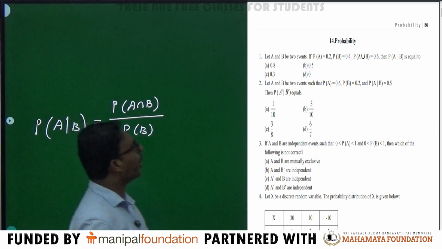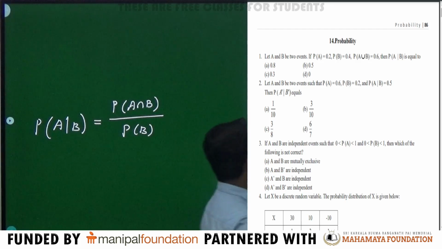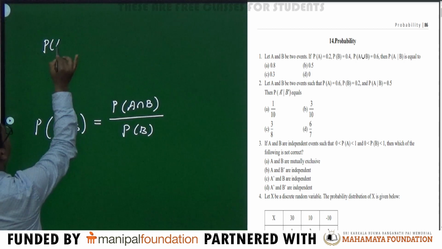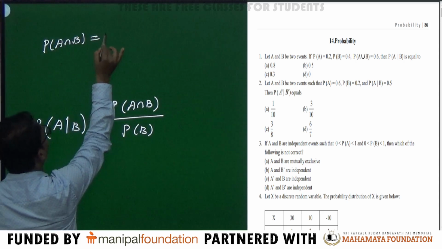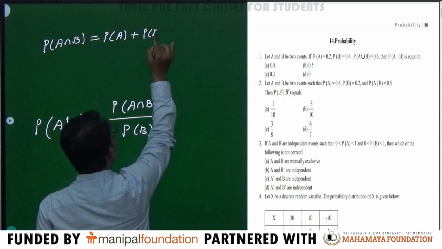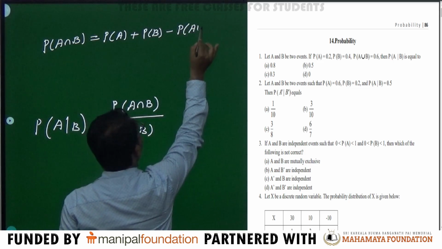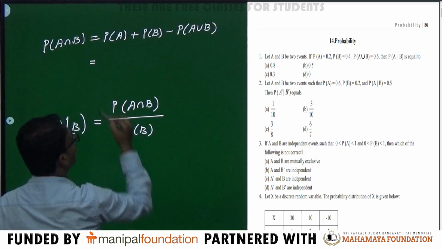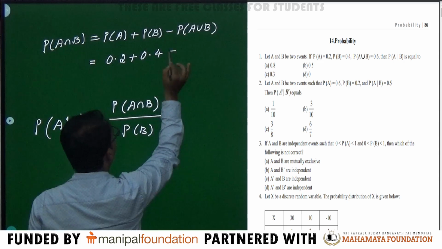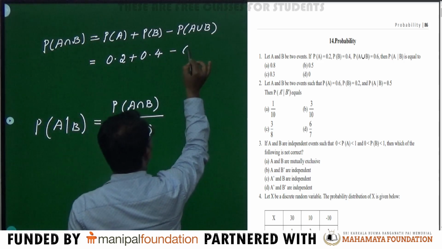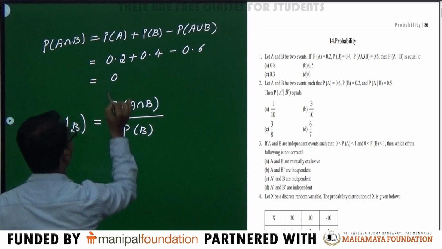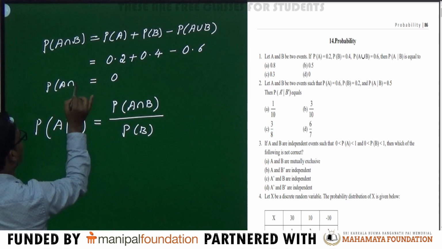But the given probability of A value, probability of B value, probability of A union B. From that given three data, first we need to find probability of A intersection B. We know that probability of A intersection B is equal to probability of A plus probability of B minus probability of A union B. So this implies probability of A value they given 0.2, probability of B value they given as 0.4 minus probability of A union B, it is 0.6. 0.2 plus 0.4 is 0.6, 0.6 minus 0.6 is 0. That is probability of A intersection B is equal to 0.